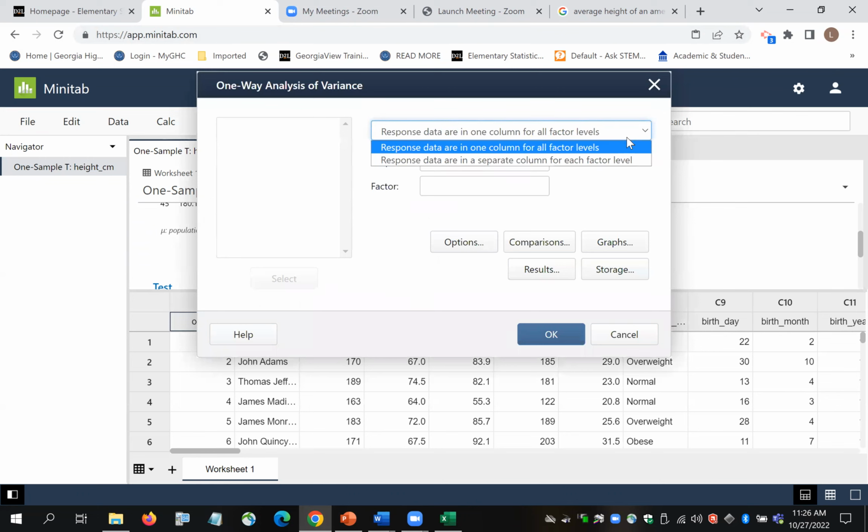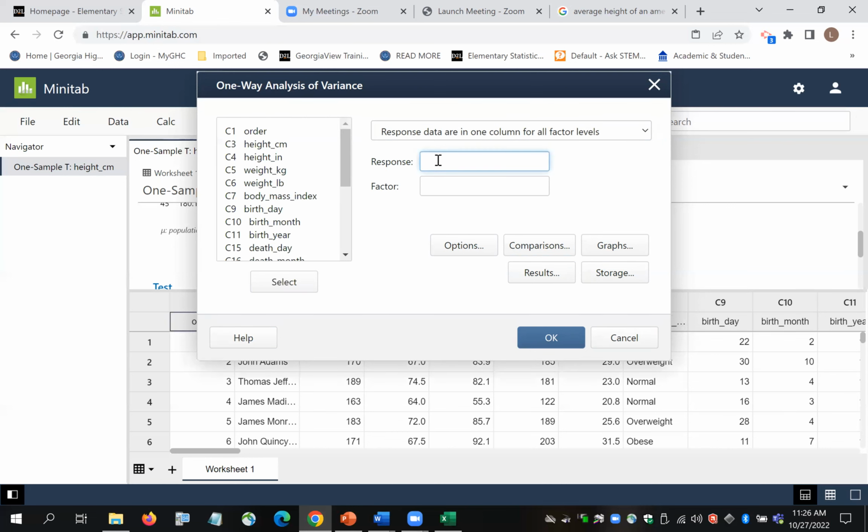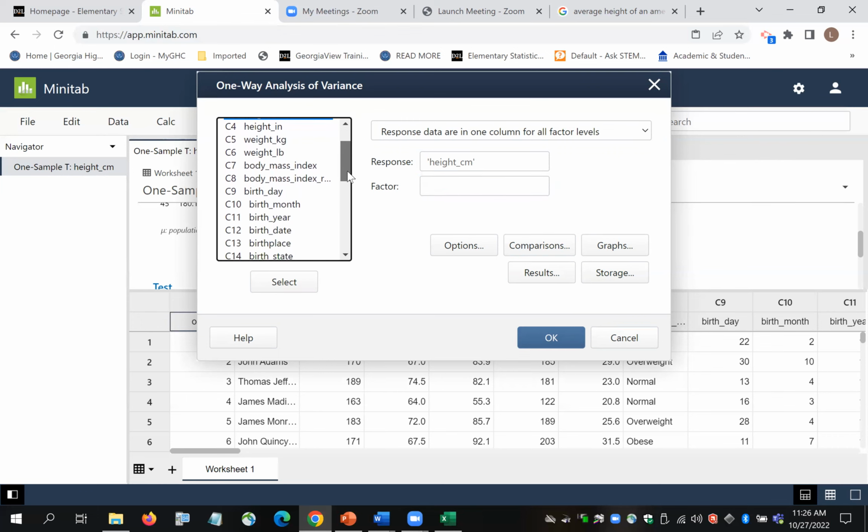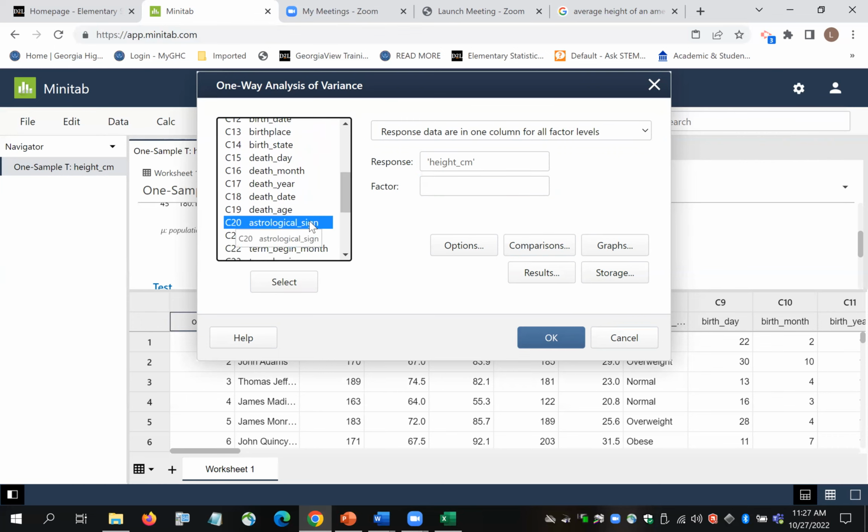On Tuesday, we had each of our data in a separate column. This time we have all the data in a single column. We have all of the heights in a single column. The height, remember, the quantitative variable, is the response. So the height in centimeters is my response. The factor is your qualitative variable that you are sorting by. And I elected to sort by astrological sign.